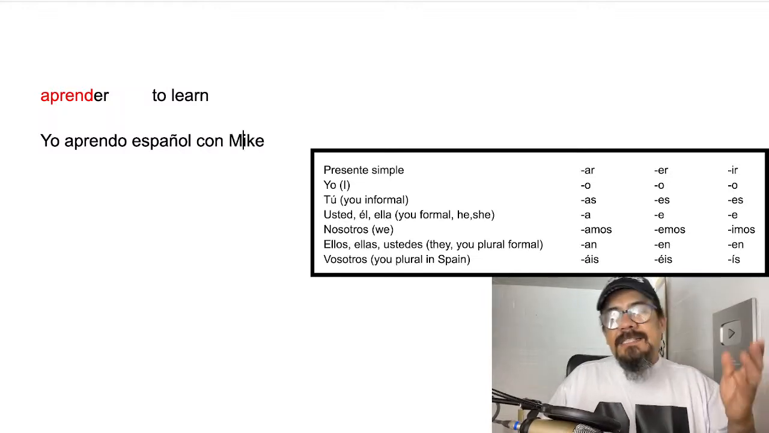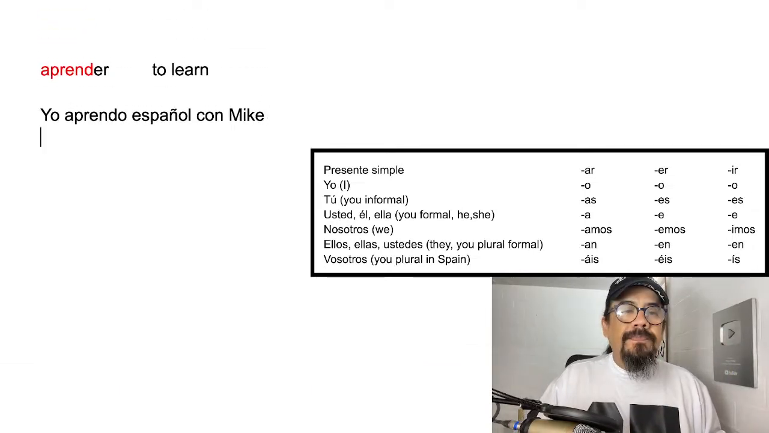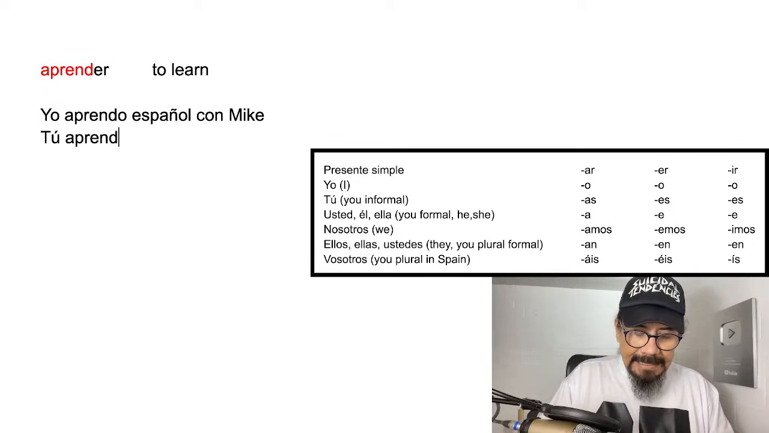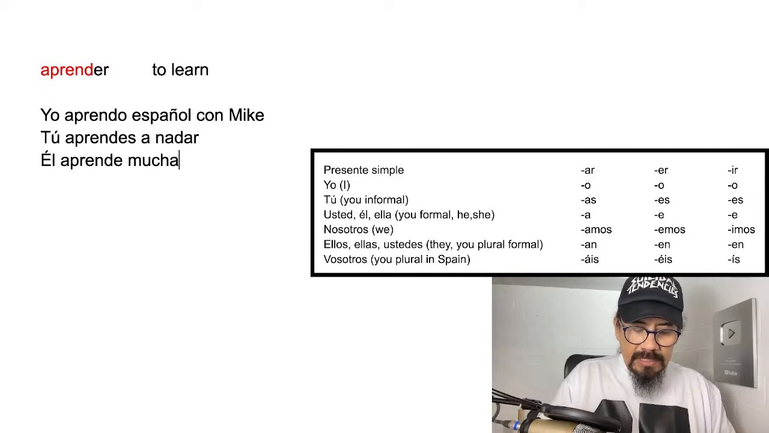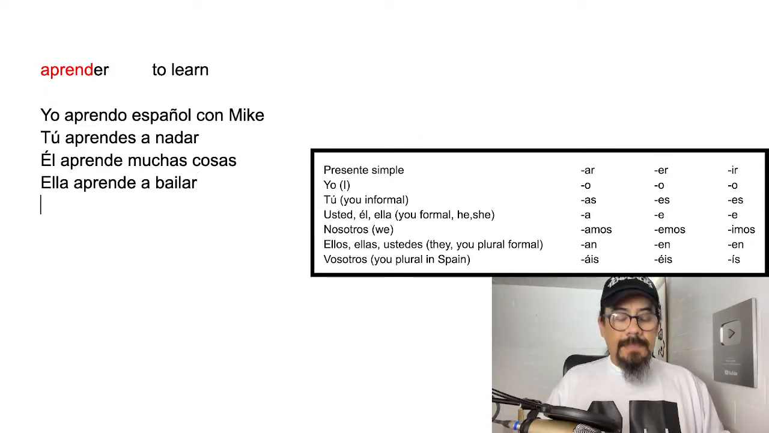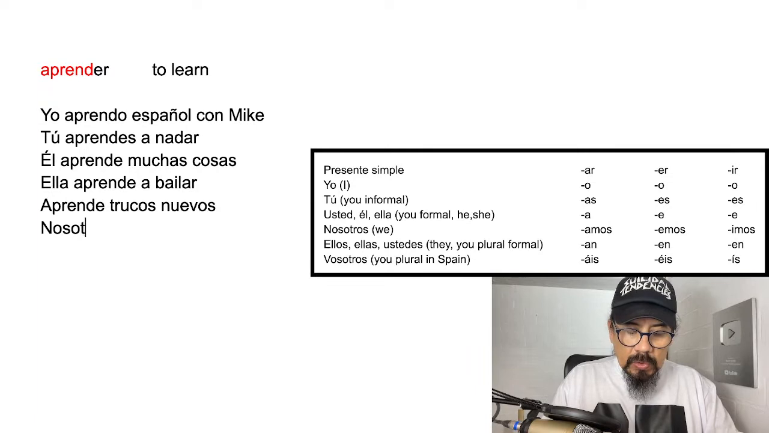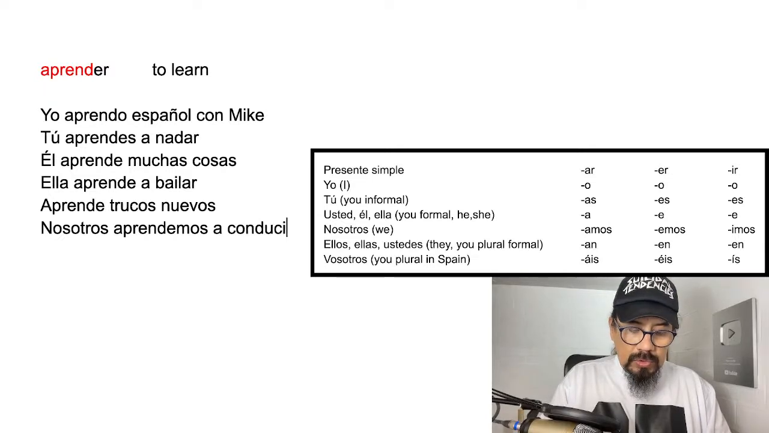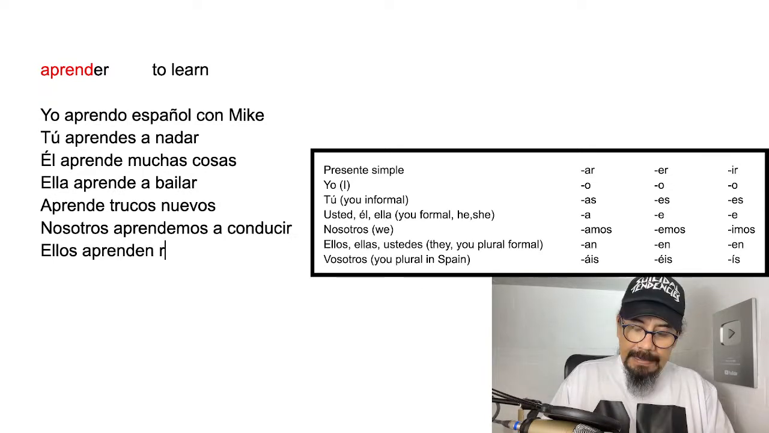Yo aprendo español con Mike. This is a longer sentence, but I had to do this. So, yo aprendo español con Mike. Okay. Tú aprendes a nadar. Él aprende muchas cosas. Ella aprende a bailar. Aprende trucos nuevos. Nosotros aprendemos a conducir. Ellos aprenden rápido. And that's it.